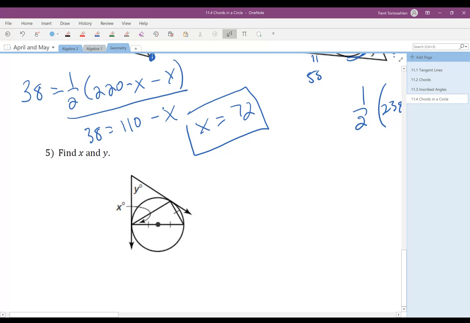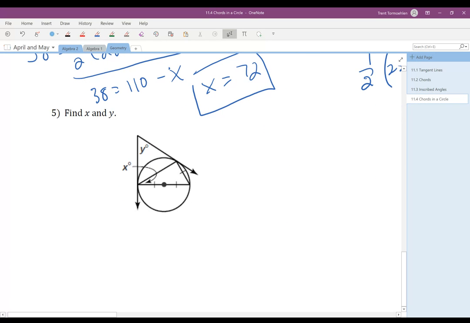All right, last one here. This one looks like we don't have a lot of information about it. You have to notice that this is a right angle because it's inscribed in a semicircle. This is the diameter of the circle. And so this has to be 90 degrees. It's an inscribed angle, and it's half of 180, right? This is a 180 degree arc right there. And this is exactly half this length.